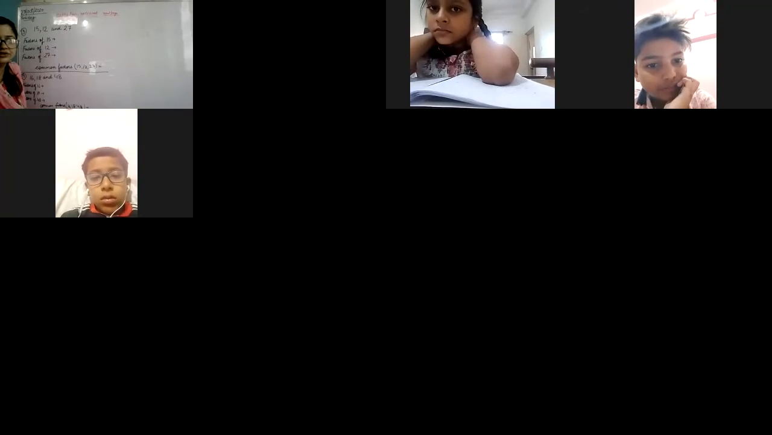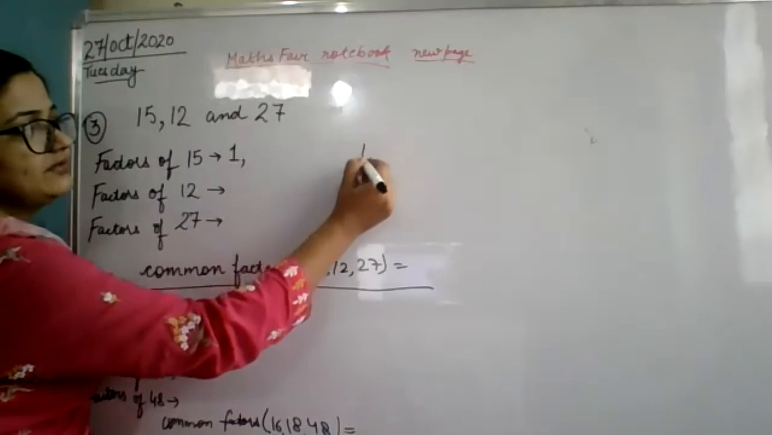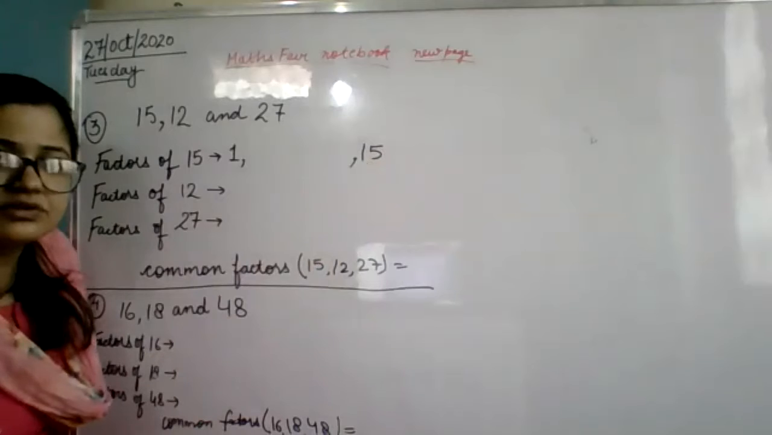Look here on the board how to take out the factors. 15 comes in the table of 1. 15 comes in the table of 15. 15 comes in the table of 2. Yes or no?